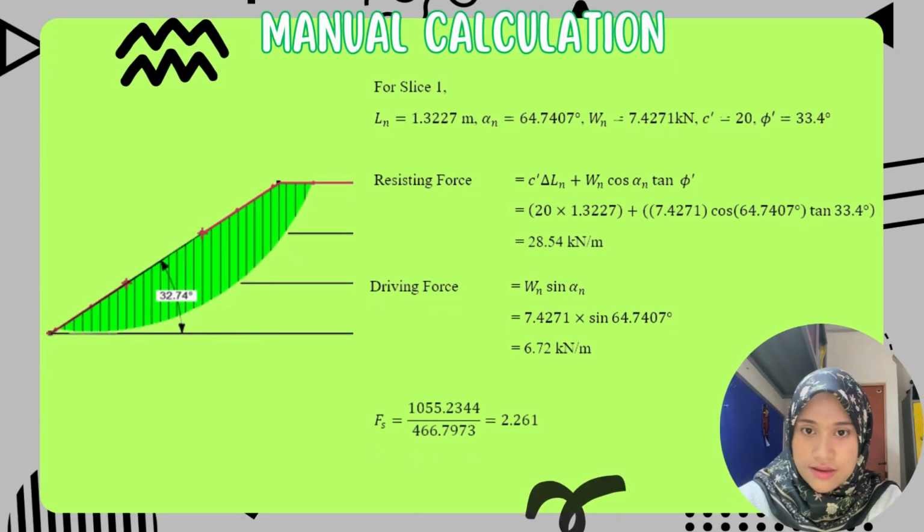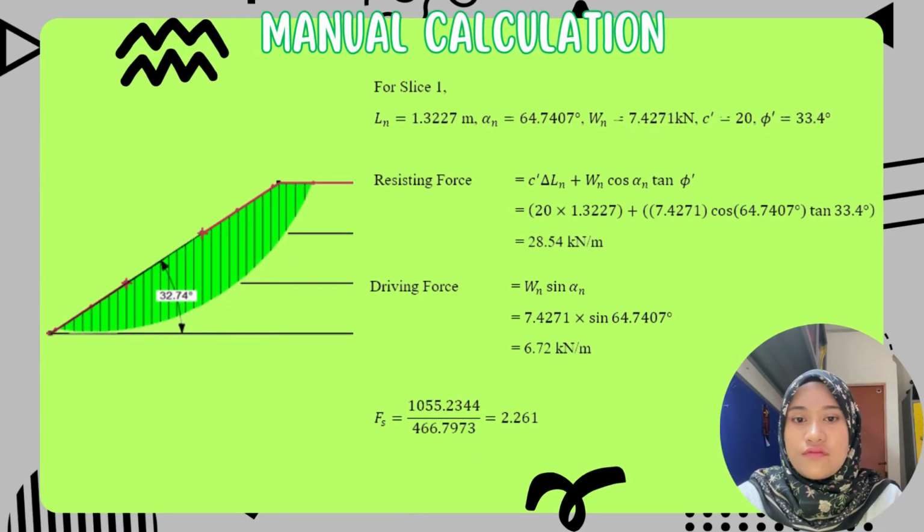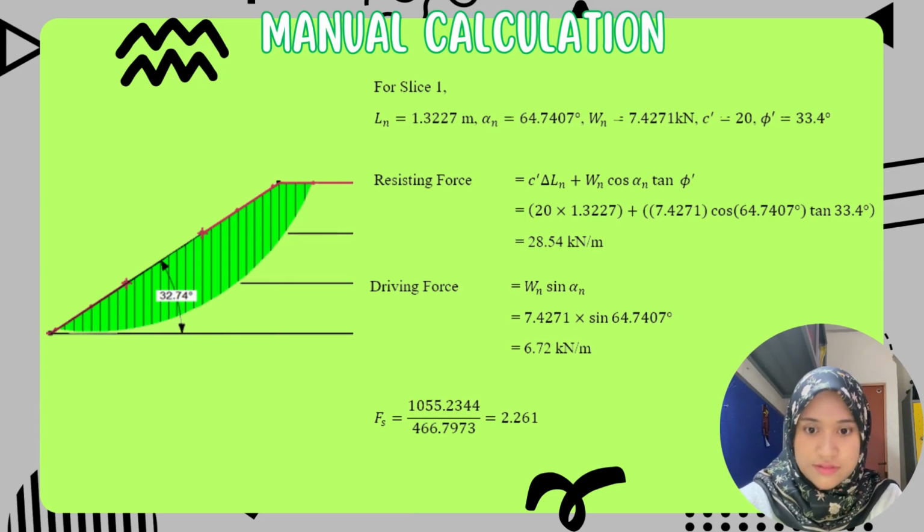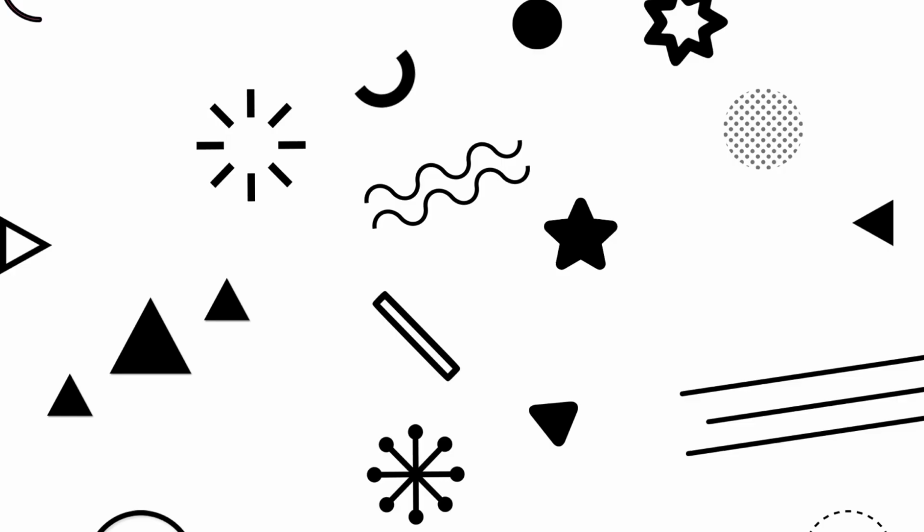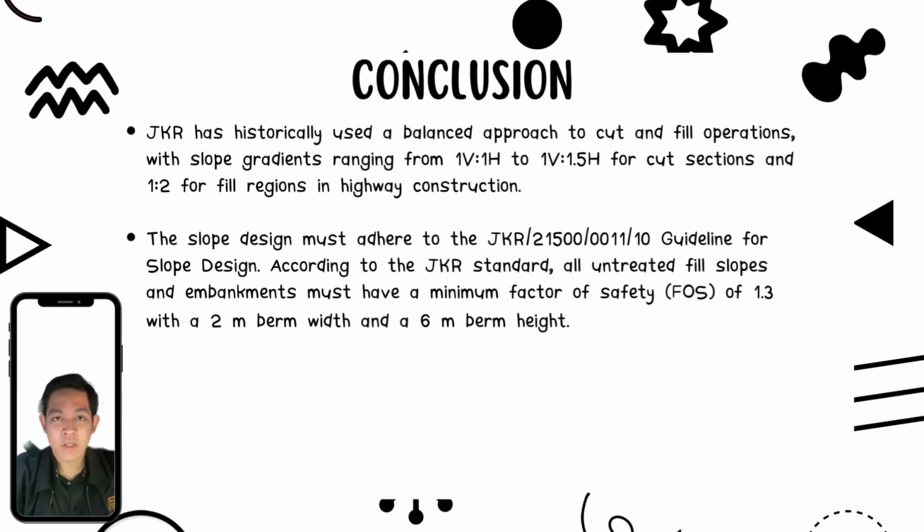From the previous slide, we will get the value of Ln, alpha n, Wn, C and angle of friction. For slice 1, the resisting force is 28.54 kN per meter and the driving force is 6.72 kN per meter. And the factor of safety is 2.26. Next, I will explain about the conclusion.